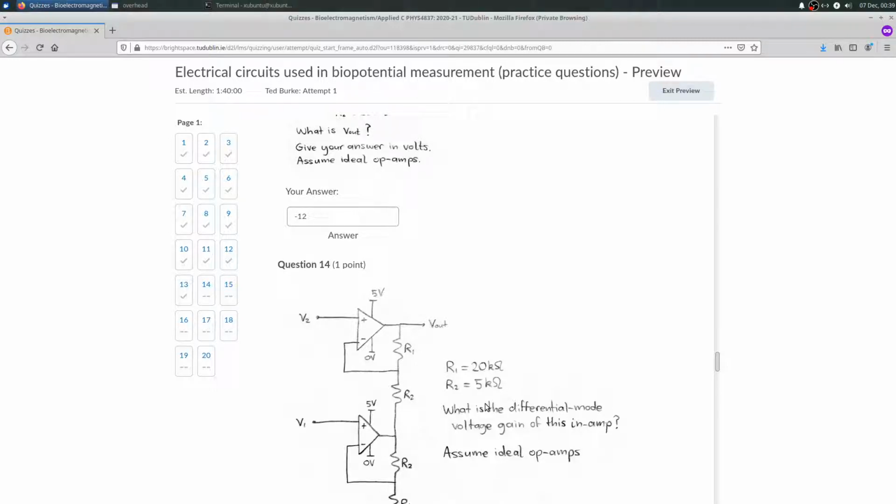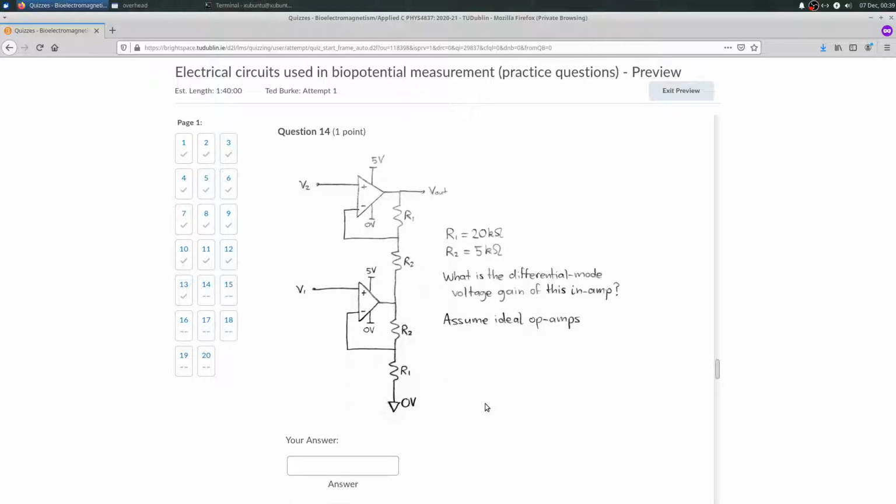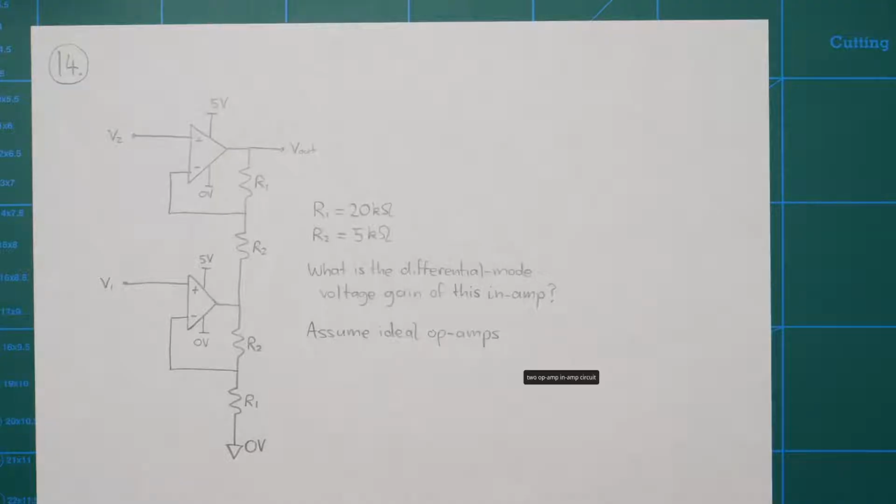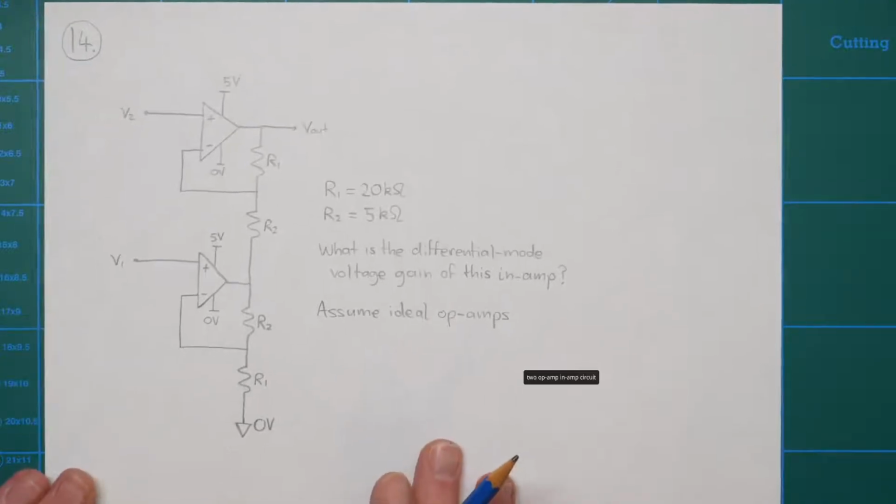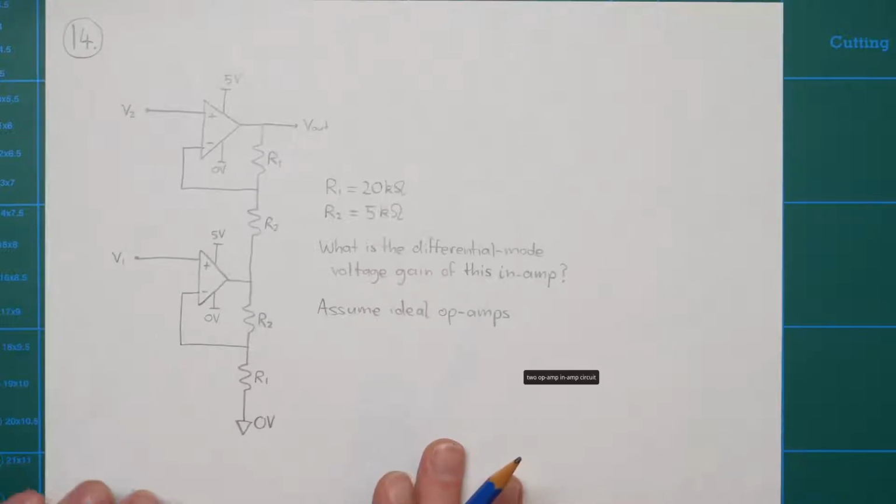So on to question 14. This is the first of the in-amp questions, meaning instrumentation amplifier. All of the instrumentation amplifier questions I think use the 2 op amp in-amp structure, which is what we used in our biopotential amplifier system that we built. So here we've got question 14.